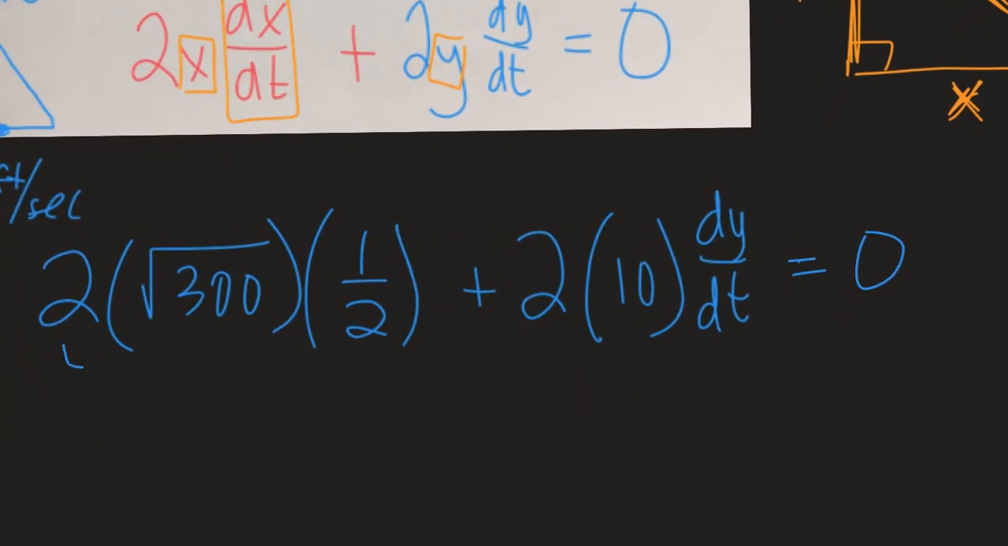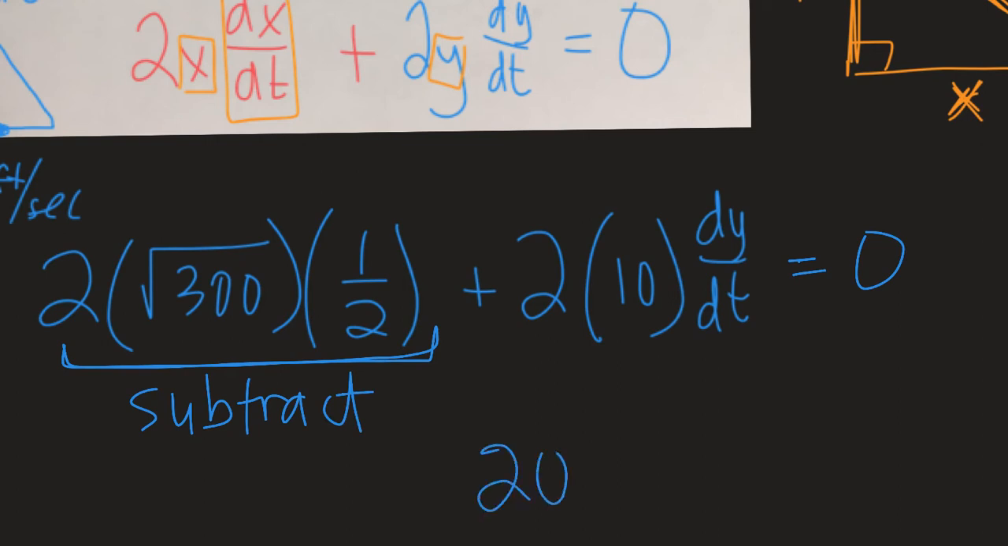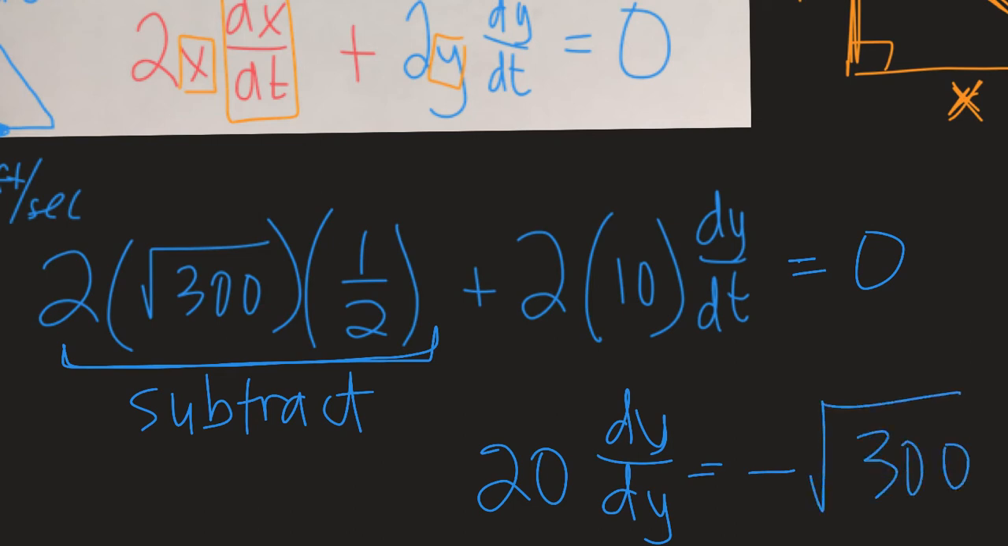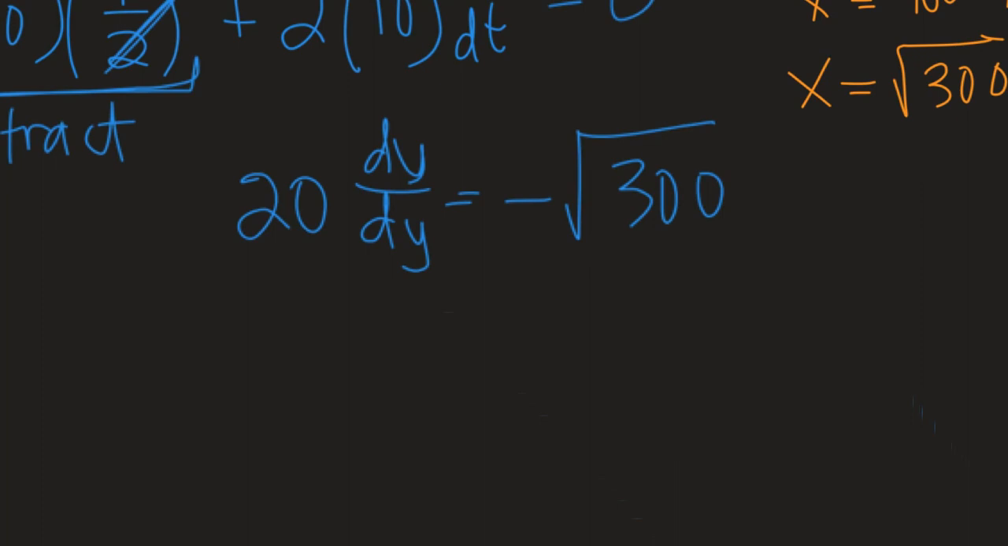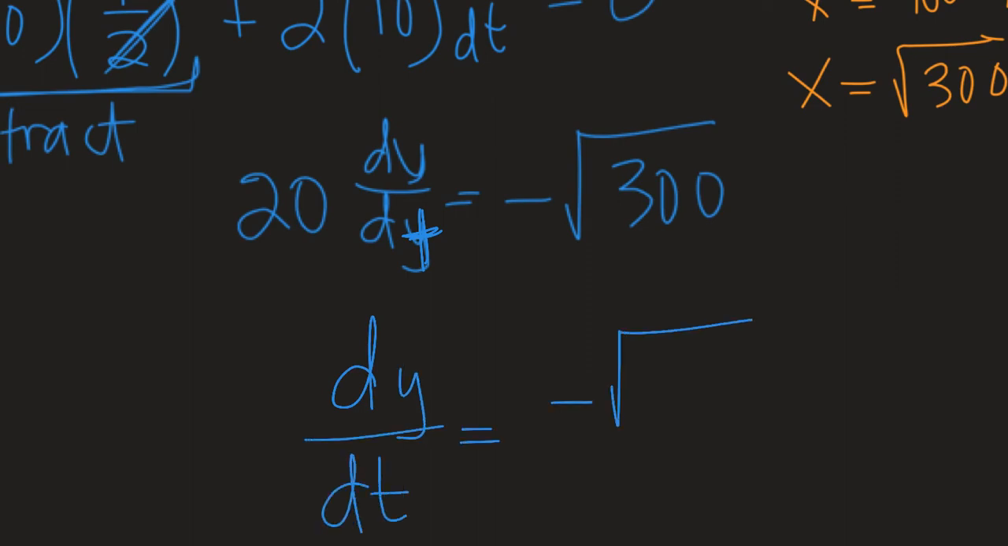So we're going to take all of this and subtract it to the other side. This is just an algebra problem now. I have 20 dy dt, that's 2 times 10, equals negative root 300, because 2 times 1/2 is just 1. Sorry, this is dy dt down here. Now when I divide both sides by 20, I get a rate of negative root 300 divided by 20.